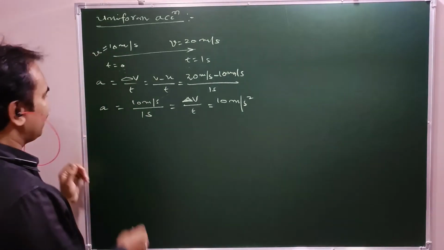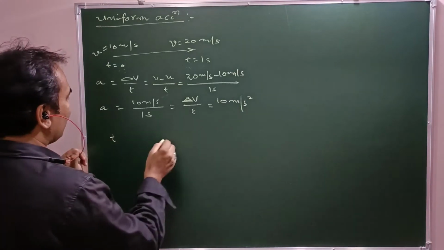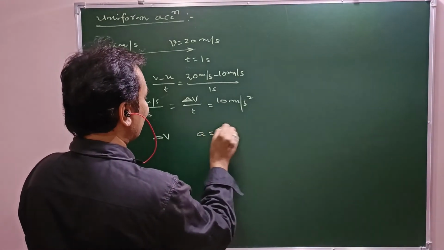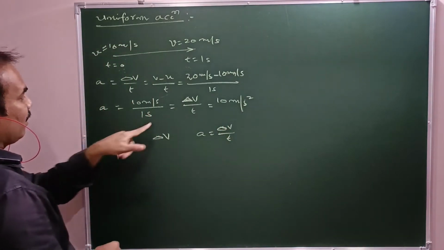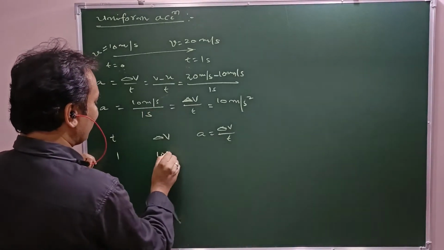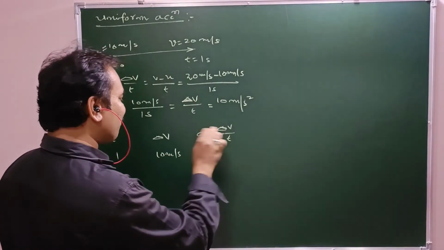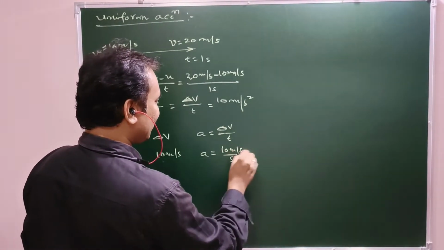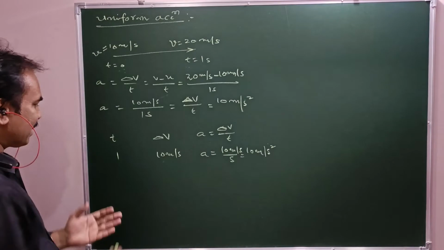Am I right? See, for every second, suppose here it is t, here it is delta v, and here it is acceleration, that is delta v by t. Am I right? Suppose for every 1 second, what is the change in velocity? 10 meters per second. What is the acceleration here? a equal to delta v by t, that is 10 meter per second by second. That is 10 meter per second square. Am I right?